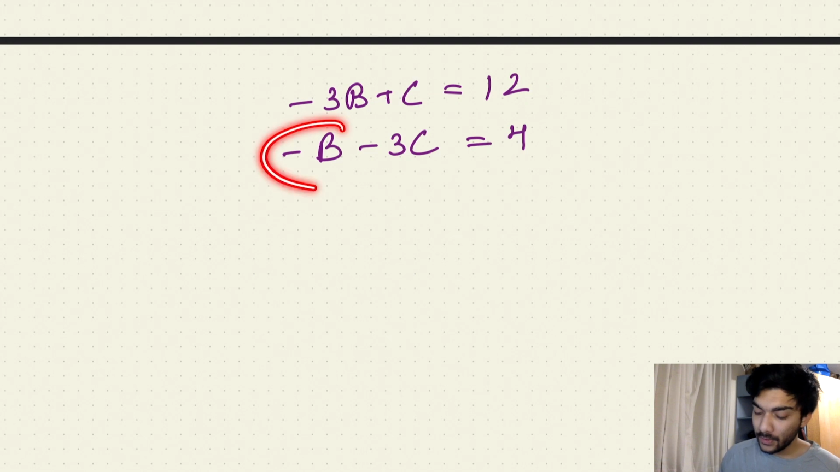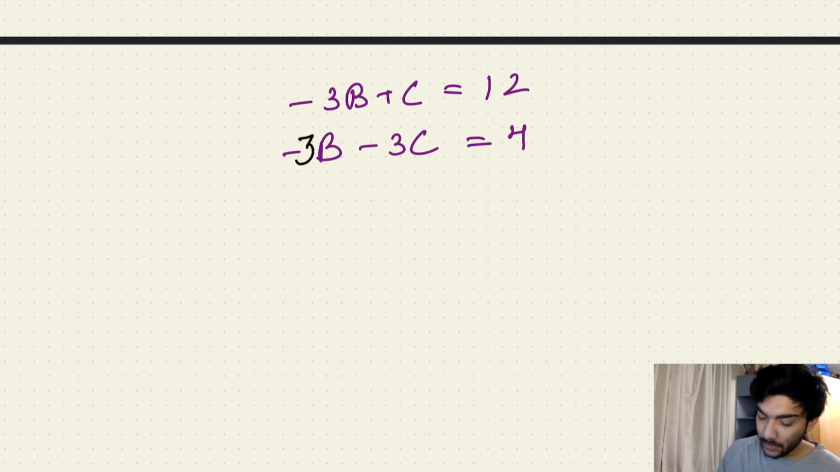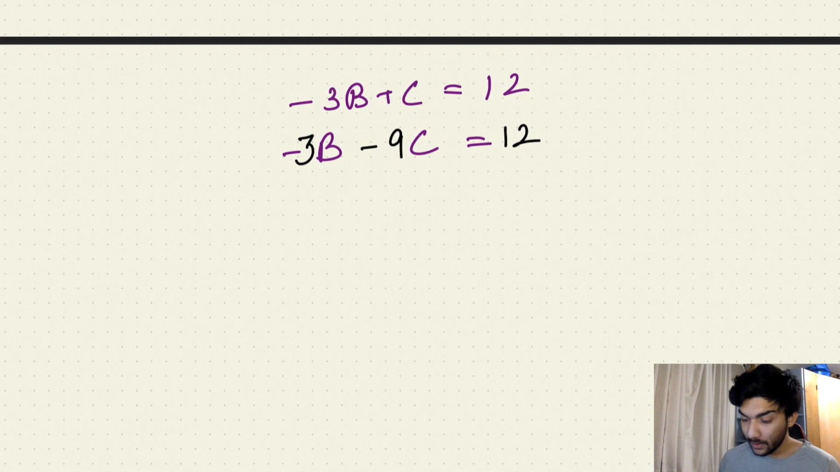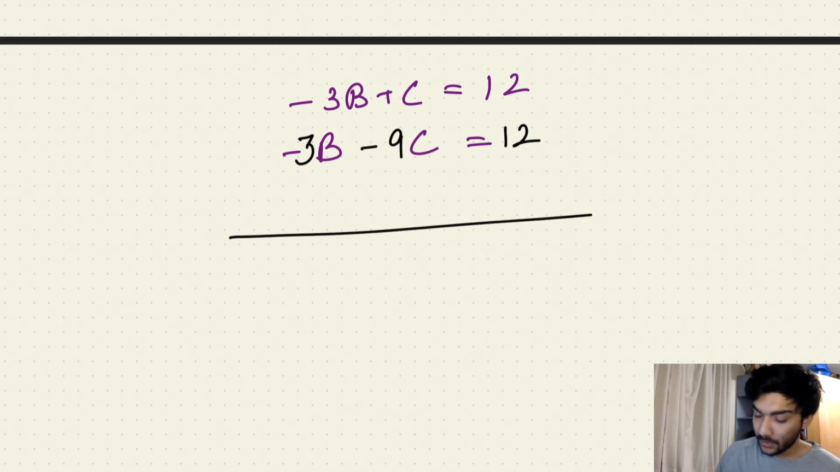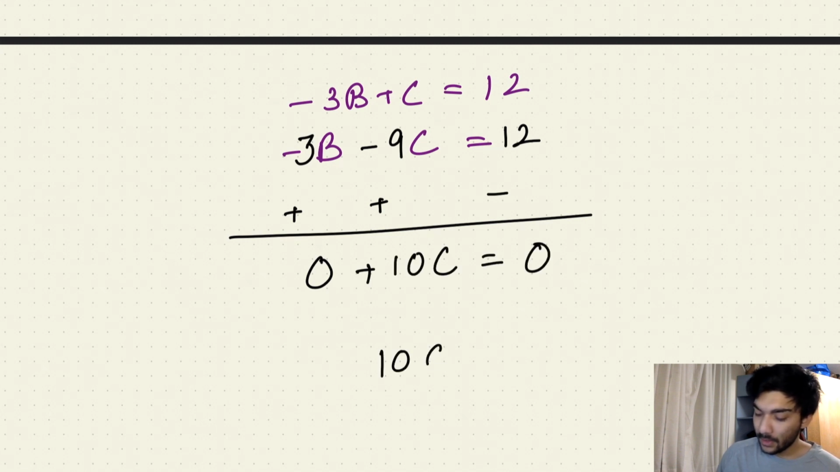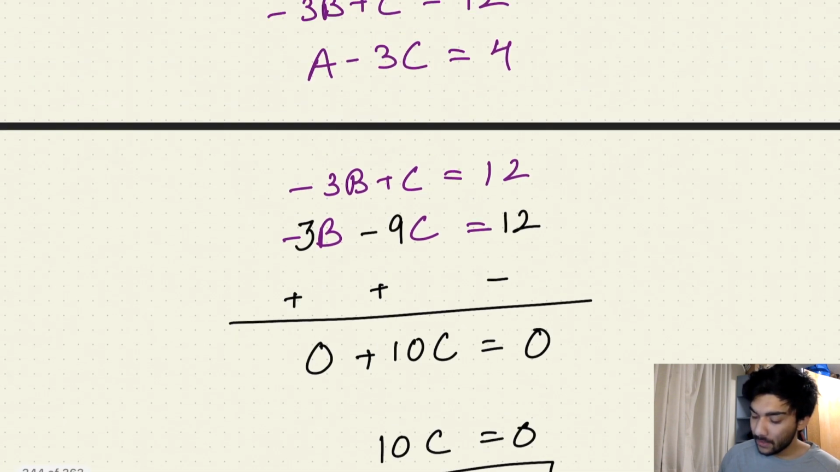So if you solve these two linear equations over here, you can multiply this expression with 3. So if you multiply this expression with 3, it would become minus 3b minus 9c and 12 over here, right? So you can now subtract both of these equations. If you subtract both of these equations, you know that this would be 0. This would become plus, plus and minus. So this would become 10c over here, and then this is 0. So 10c is equal to 0, which means your c is equal to 0.